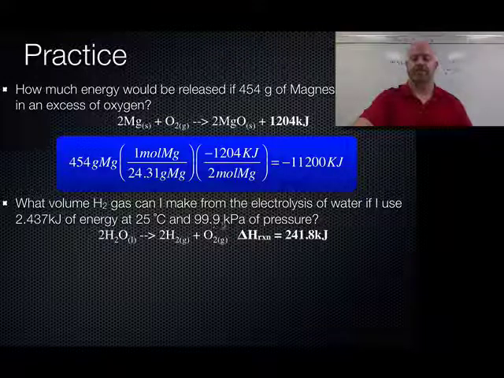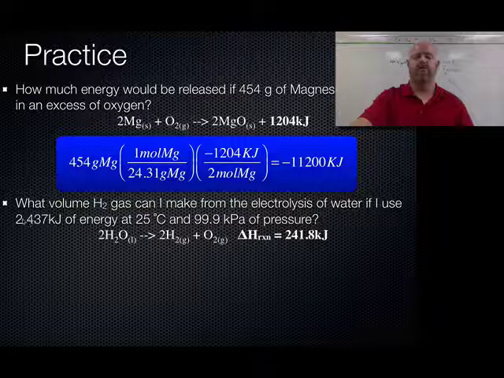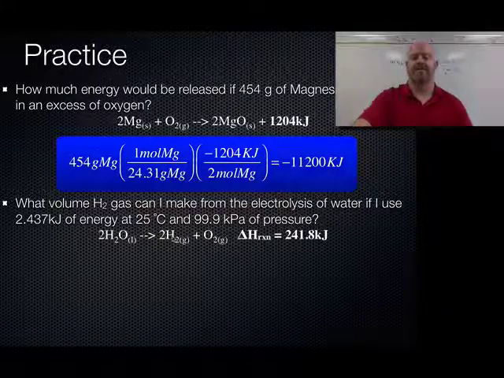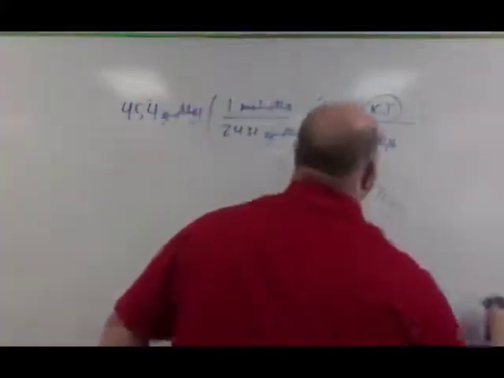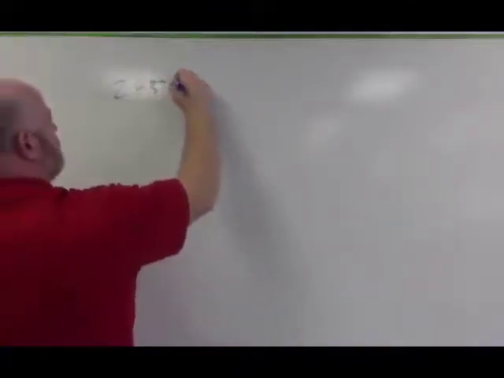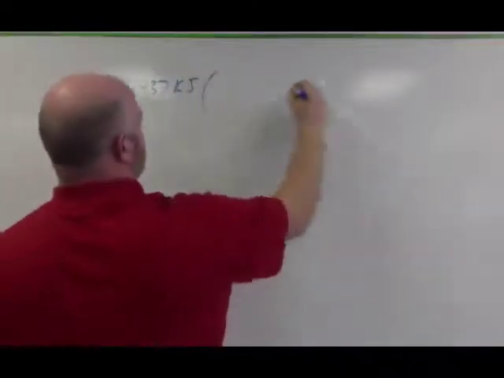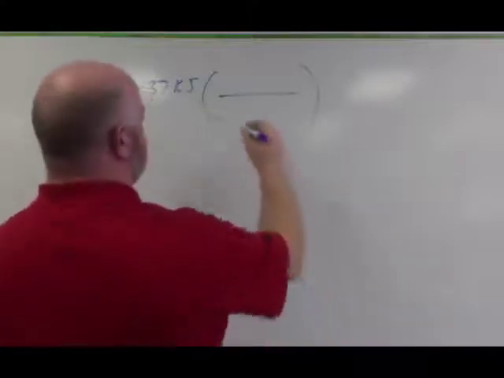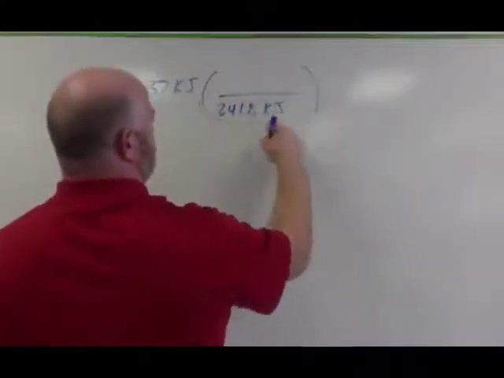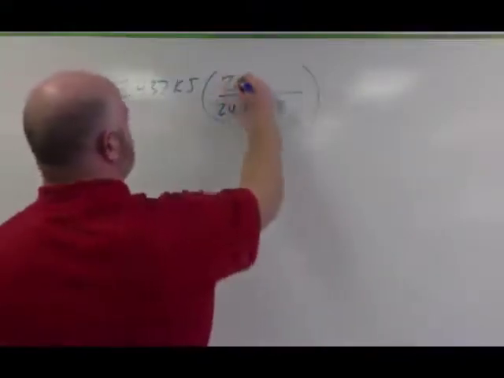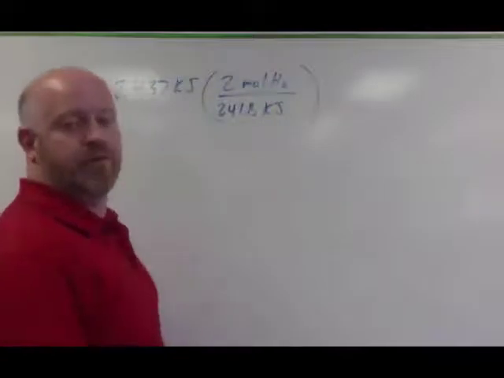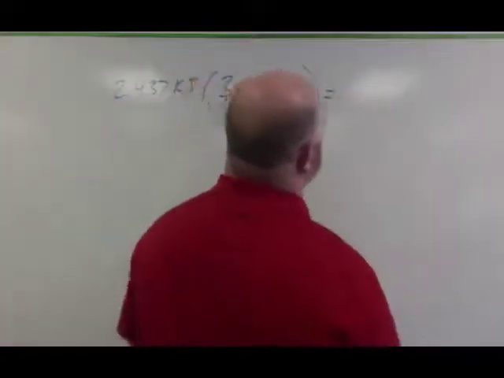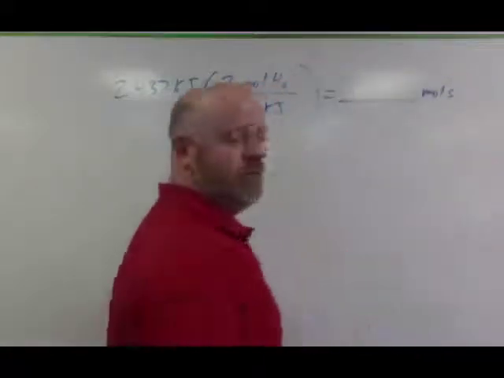Okay, so we know the energy. So what we want to do is let's figure out how many moles of hydrogen we're going to make. And once we know the moles of hydrogen, we can use the ideal gas law to solve this. Okay? So the problem gives us 2.437 kilojoules of energy. And we know from our balanced equation that it's 241.8 kilojoules of energy for every 2 moles of hydrogen that we produce. And that's going to give us an answer in moles.